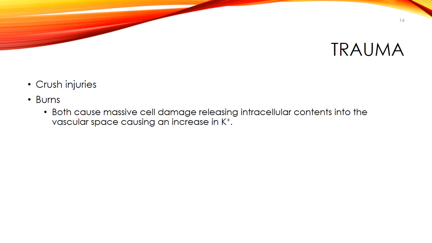Potassium can go up in the case of crush injuries and burns, mostly because both cause massive cell damage, and when cells are damaged or lyse, they pour out all their contents. Remember that inside of each of the cells there is a lot of potassium, and so that will drive up potassium when you get major crush injuries or traumatic injuries and then burns.